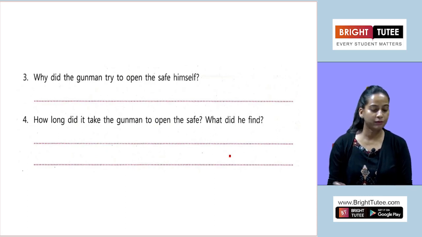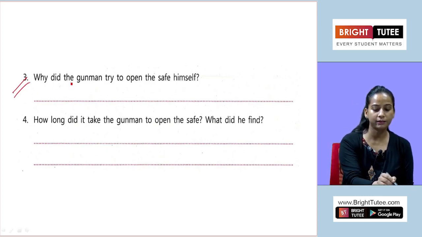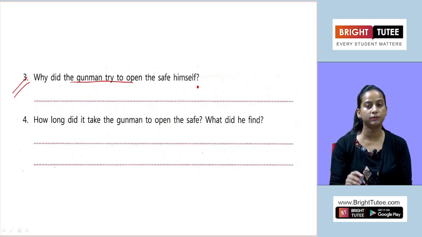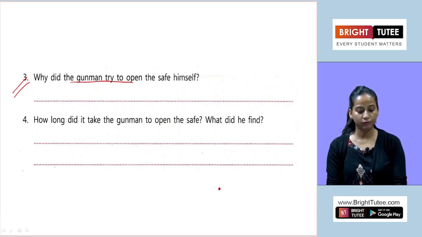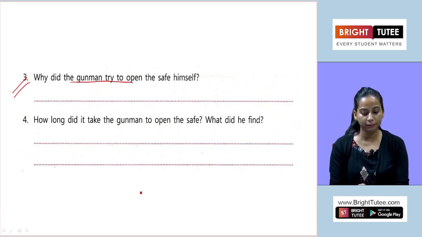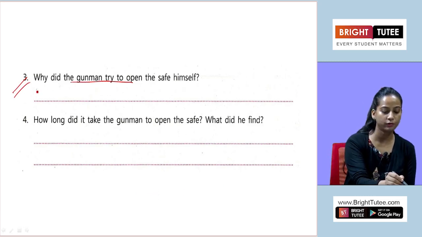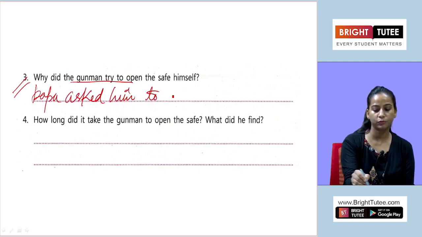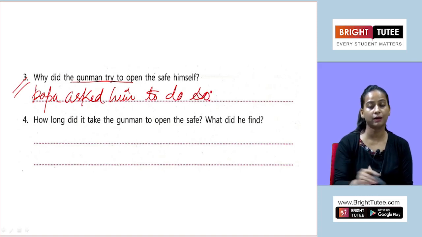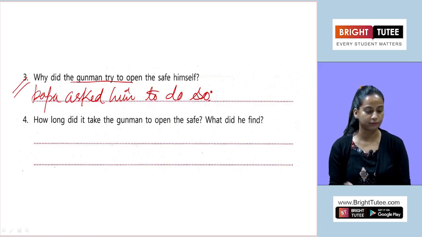The third question based on that, why did the gunman try to open the safe himself? So in the story we have already seen that that was offered by the Papa itself. So what we have to mention here, the gunman tried to open the safe because Papa asked him to do so, because it was asked to him by Papa itself.